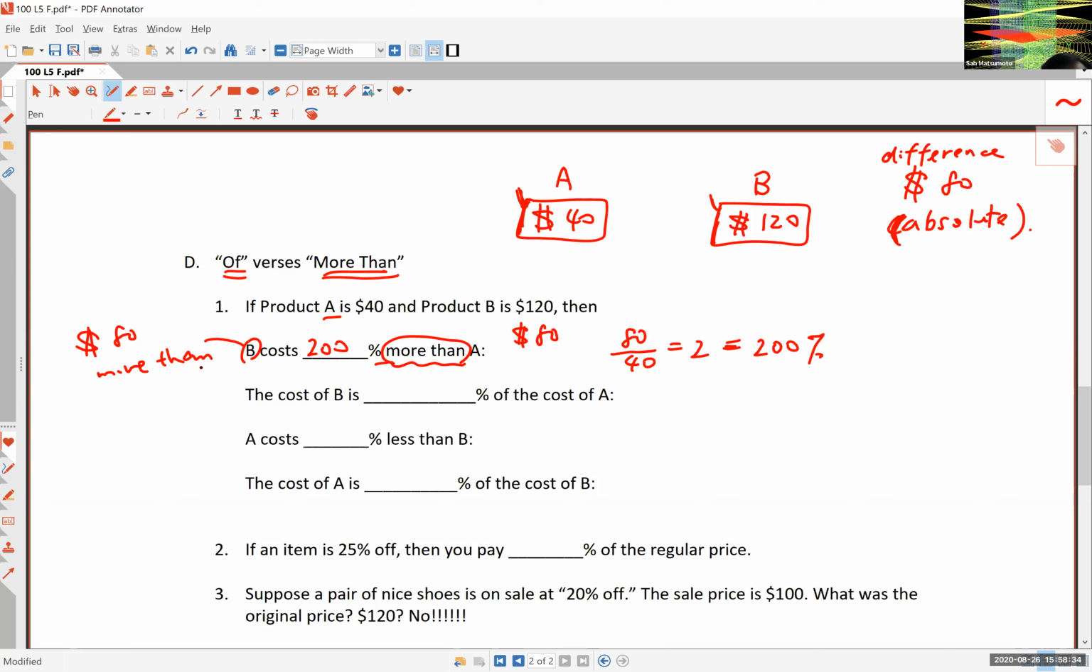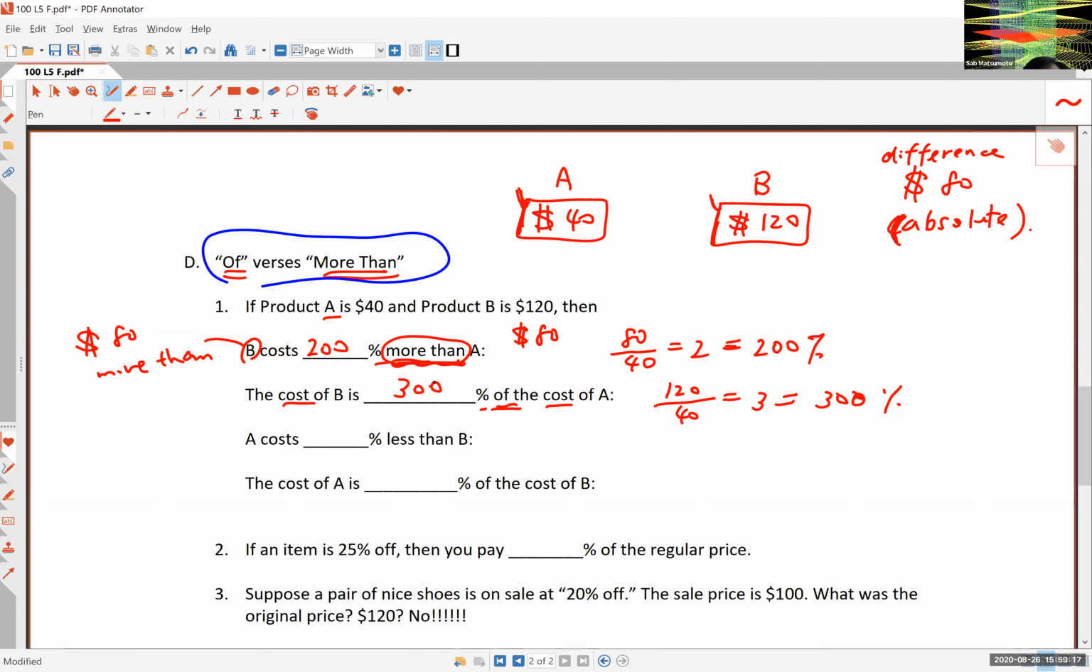Now the cost of B, now what's for this? I said more than first. This time it's of, and that's why this section is called of versus more than. It makes a big difference between the word of and the term more than. If you say the cost of B is blank percent of the cost of A, now you're talking about not the difference as in more than, but the cost of A and cost of B. The cost of B is 120. Cost of A is 40. Guess what? 120 divided by 40 is 3, or 3.0, which is 300%. So it will be correct to say the cost of B is 300% of the cost of A.